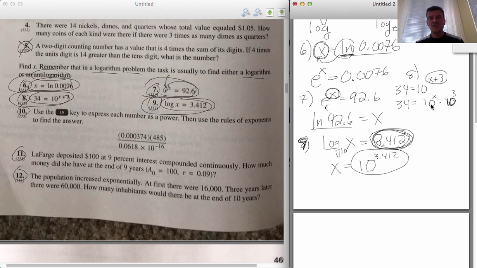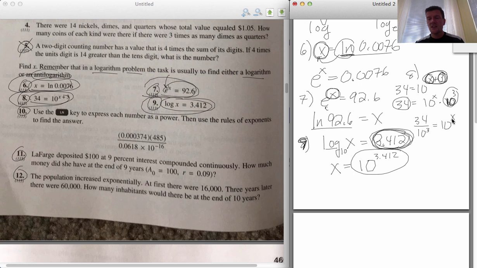Split that apart. Give each of them a part of that sum in the exponent. 10 to the x, that's the first part, times 10 cubed, that's the second part, because if you multiply these together, you would add those exponents, x plus 3. So, this is just a number, this is just a number, let's bring them together. 34 divided by 10 cubed, which is 1,000, equals 10 to the x.